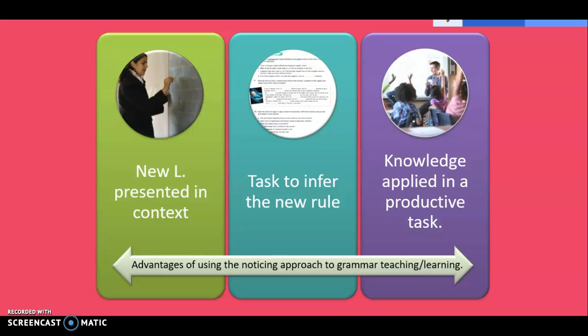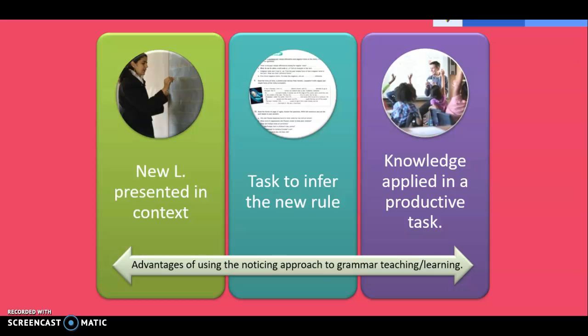First of all, by using this approach, the teacher uses the context in which the new language is presented. It means that the new language is explicitly presented in a text, reading comprehension task, or a recording. Of course, learners carry out exercises about comprehension, and they are also exposed to a task in which they infer the new rule.